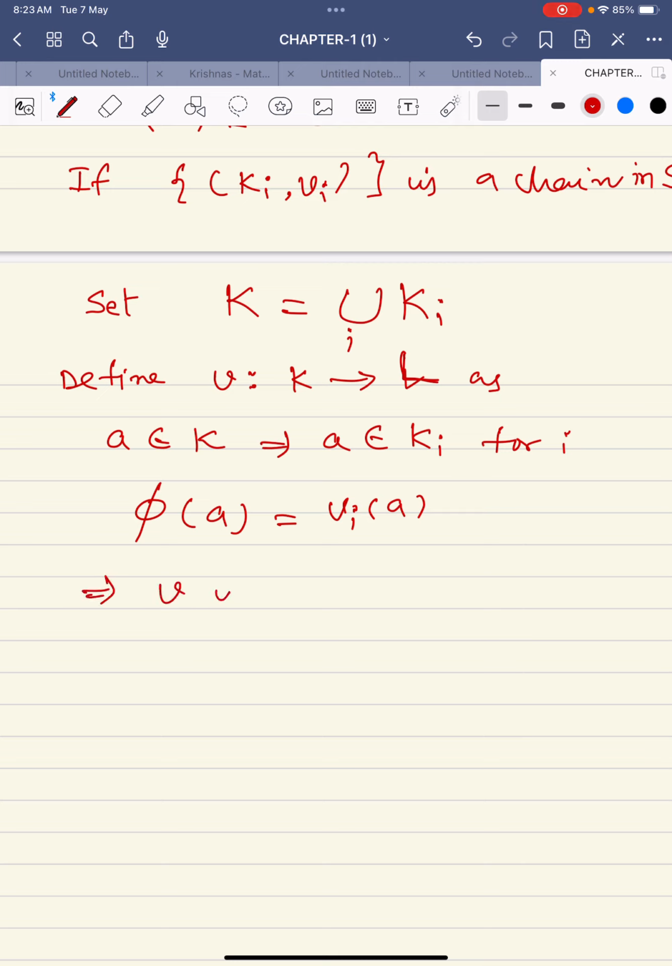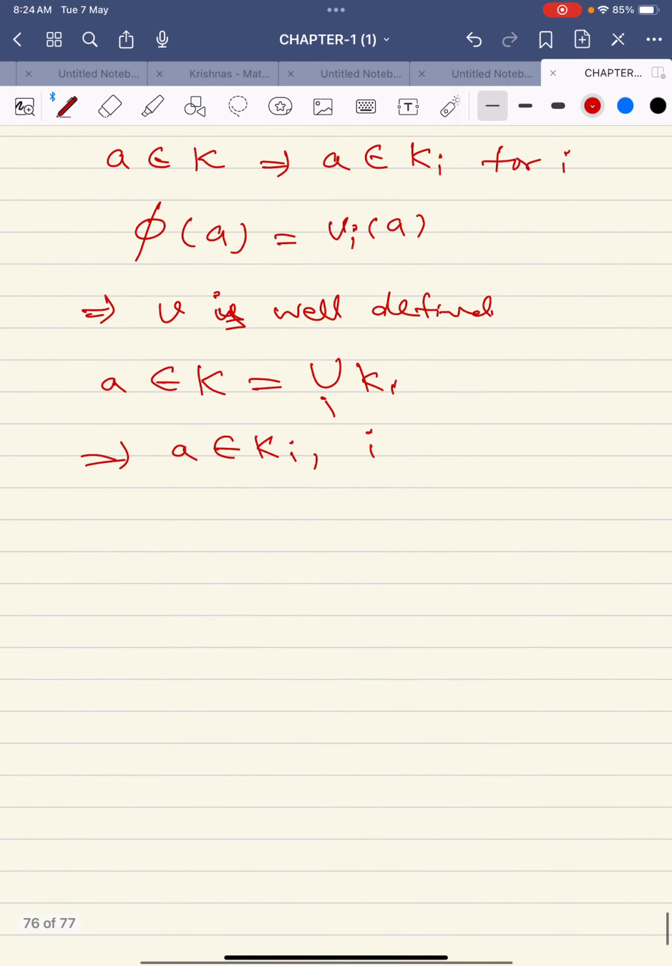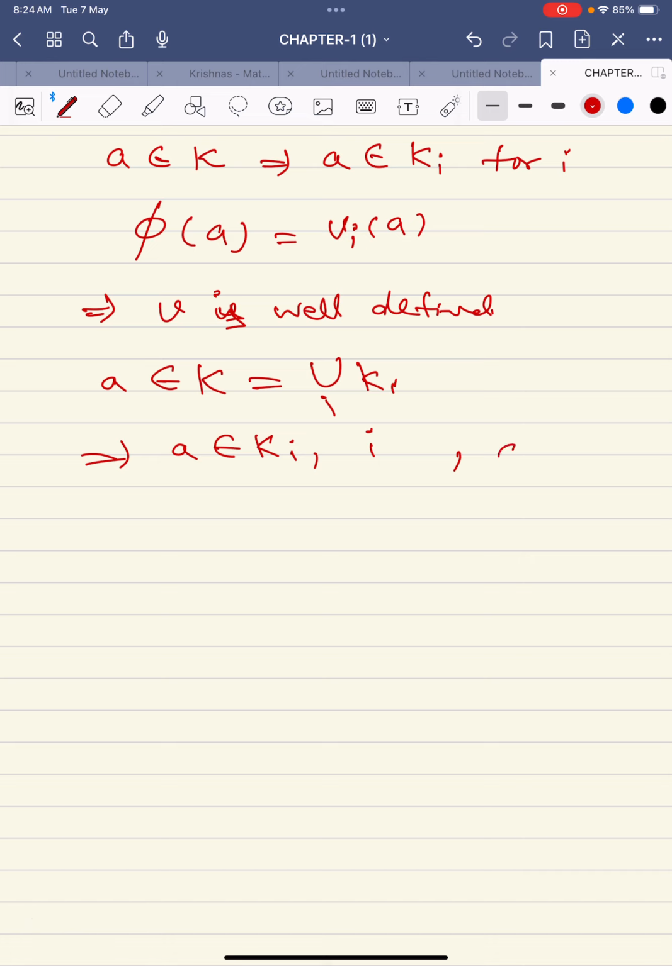This condition shows V is well defined. We have A belongs to K, that is the union of Ki, this means A belongs to some Ki for some i, or A belongs to Kj for some j, but either Ki is a subset of Kj or Kj is a subset of Ki.